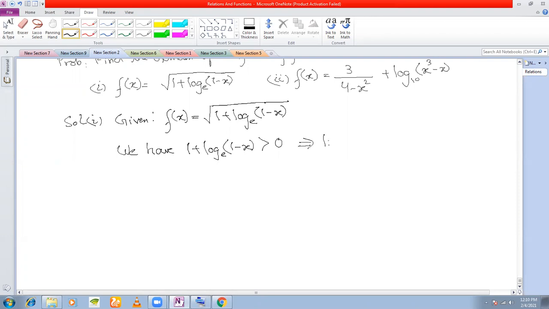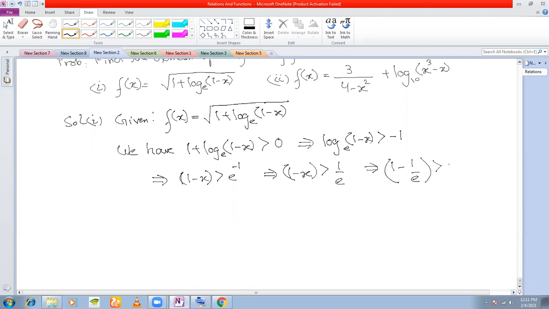That means what can we say about x from this? Log of 1 minus x to the base e must be greater than minus 1. From the definition of log, we can say that 1 minus x is greater than e to the power of minus 1. That means 1 minus x must be greater than 1 by e. That means 1 minus 1 by e is greater than x. That means x must be less than 1 minus 1 by e.